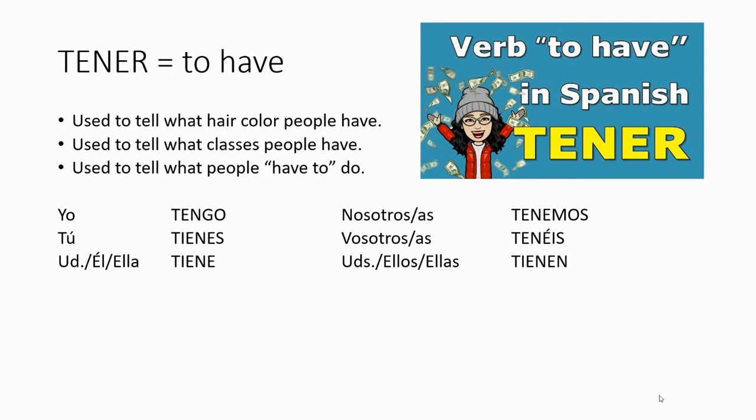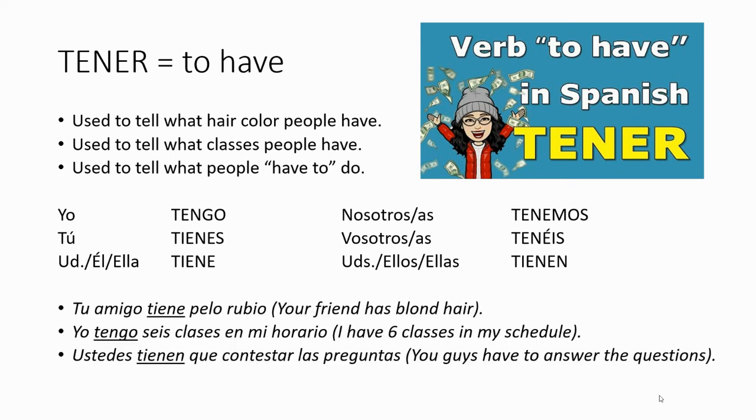Note the G in the yo form and that extra letter I in the tú, usted, él, ella, ustedes, ellos, ellas forms. Some examples of the uses of tener. Tu amigo tiene pelo rubio. Yo tengo 6 clases en mi horario. Ustedes tienen que contestar las preguntas.